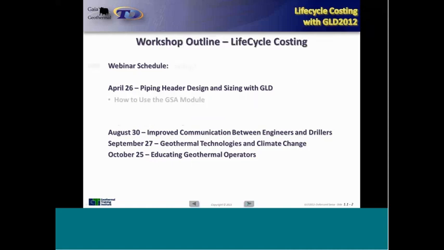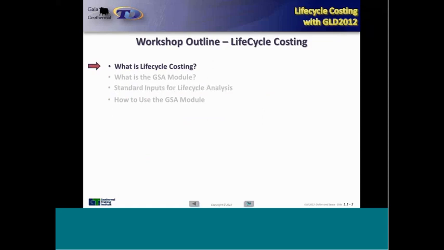So this presentation today has 4 parts. First, we're going to start with what is life cycle costing, because I'm sure some of you know all about it and some of you may not. So I'm just going to start with some basics, then grow from there. Then we're going to look at what is the GSA module, it's Ground Geothermal System Analyzer module. Then we'll look at the standard inputs for life cycle analysis in this module. And then we'll really just start playing with it and do a couple of samples.